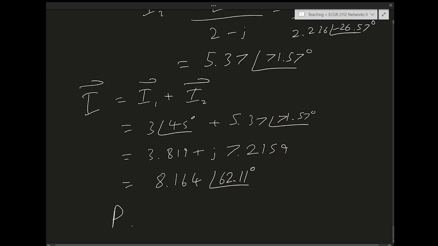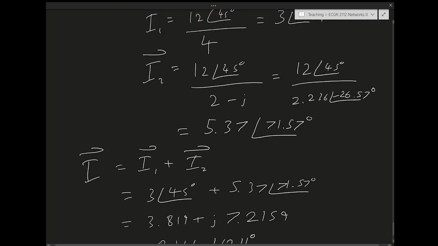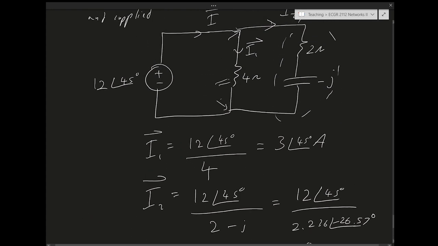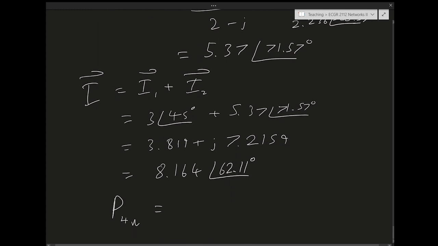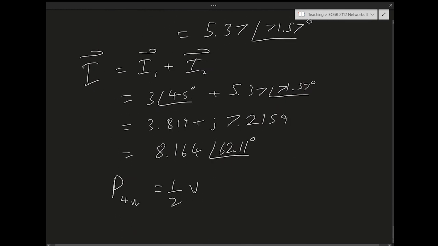Finally, what is the power absorbed by the 4 ohm resistor? In this circuit, I have a 4 ohm resistor. What's the power absorbed by this resistor? It's going to be just half Vm Im. It's a resistor, there's no cosine.